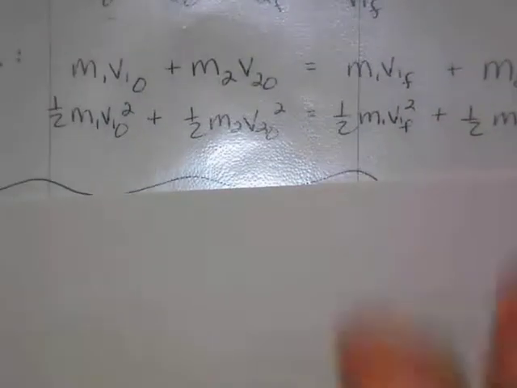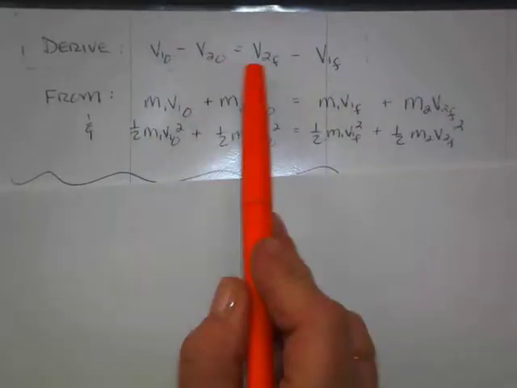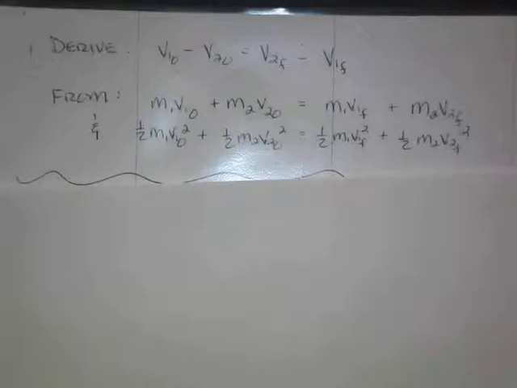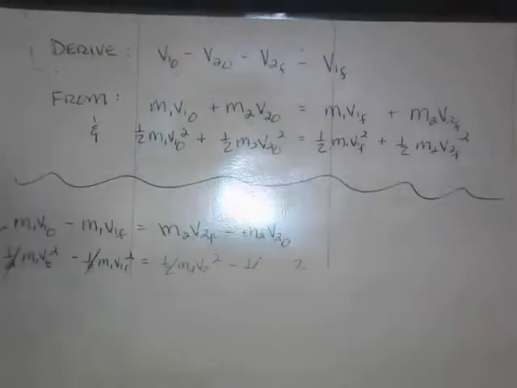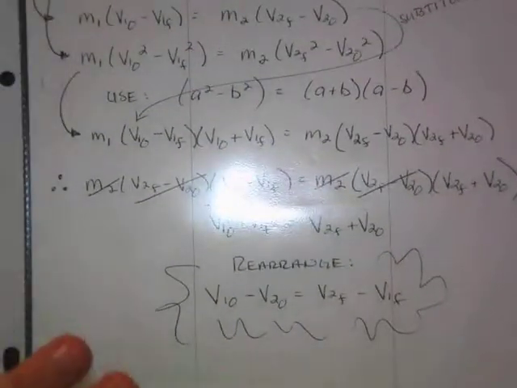Oh, by the way, if you would like to derive for extra credit this equation, v1 minus v2 equals v2 final minus v1 final, from these two, if you use some substitution and do the following, look at all the algebra canceling. Oh, you do eventually get that, so feel free for extra credit.